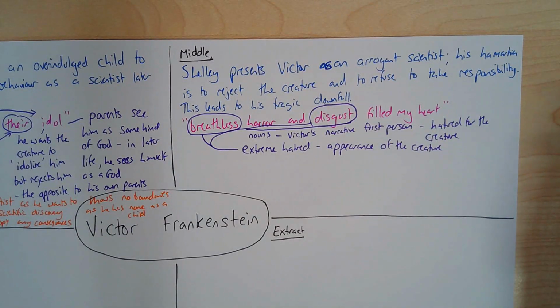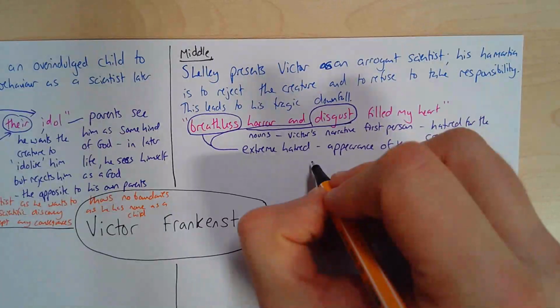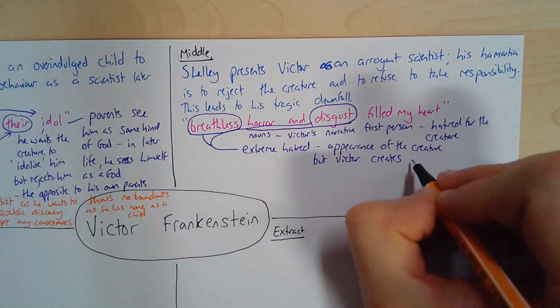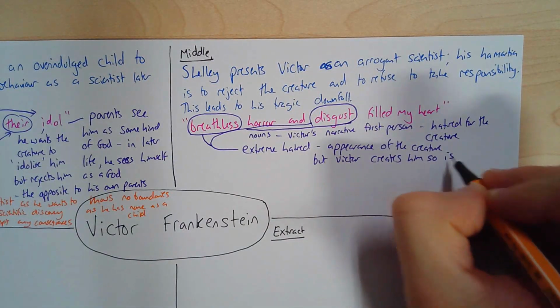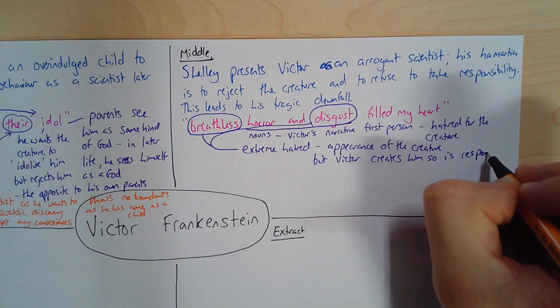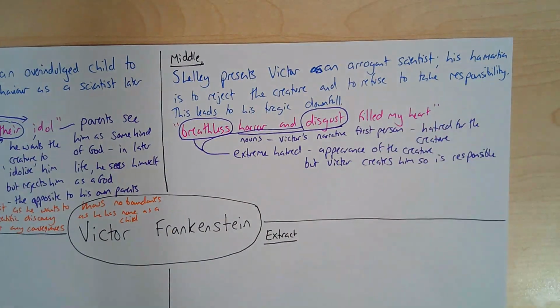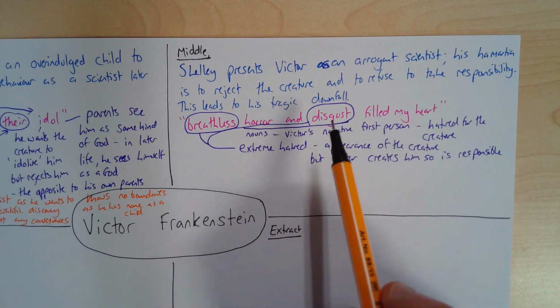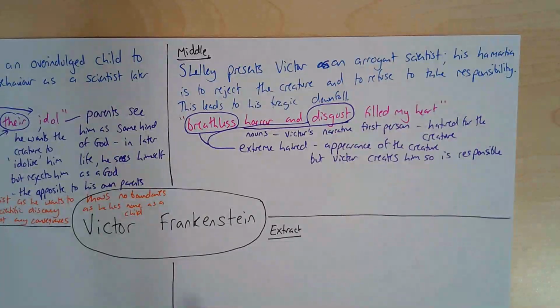But actually, whose fault is it the creature appears the way he does? It's Victor's fault. Victor creates him. So Victor is actually responsible. Victor creates the creature. Victor is the one who put him together, and Victor is the one who animates him. So it's actually Victor's fault that the creature looks the way he does. So this breathless horror and disgust, it's like that what did you expect moment.